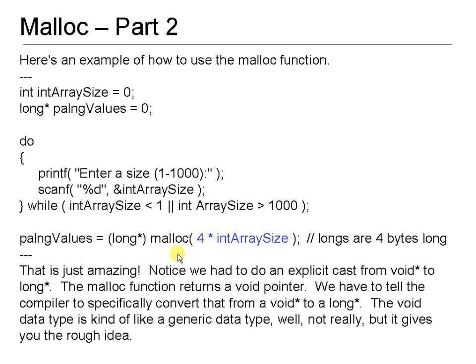So again, notice we had to do the explicit cast because the malloc function returns a void pointer, and we specifically have to tell it to convert from void asterisk to a long asterisk. Now the void data type is kind of like a generic data type. Well, not really, but it gives you a rough idea. That's why they use it. You're not supposed to use void for anything. So anytime they use it, they're telling you, the programmer, hey, you need to convert this into something usable other than void.